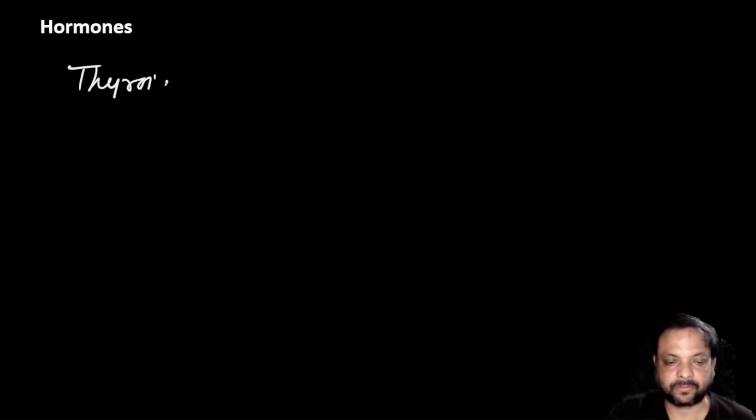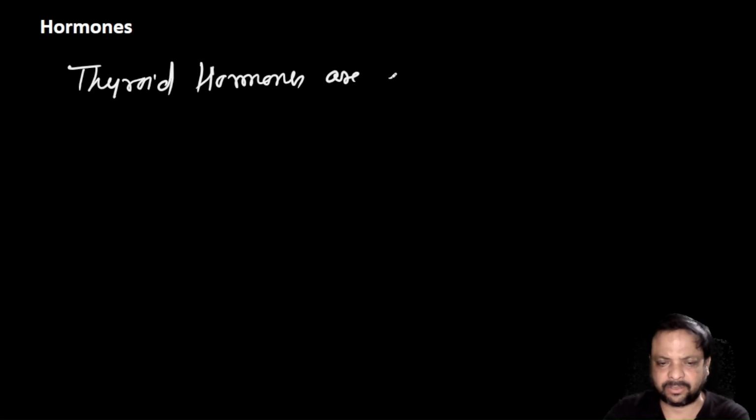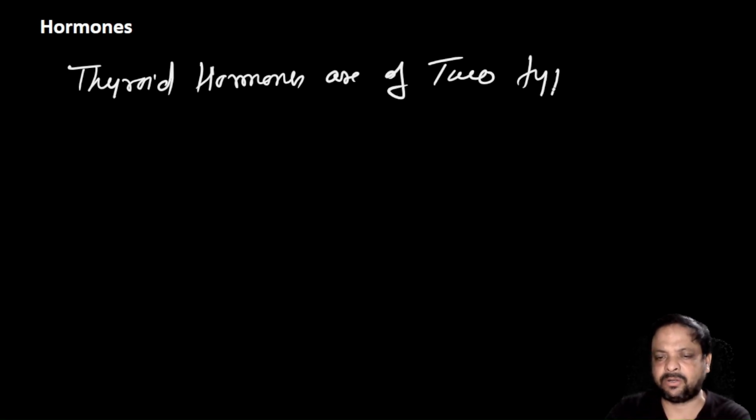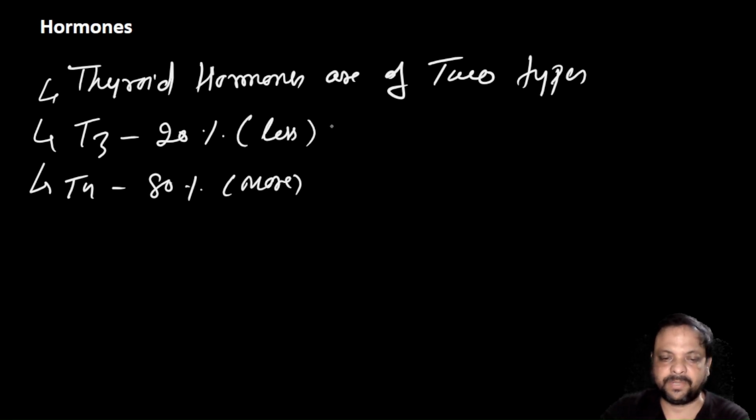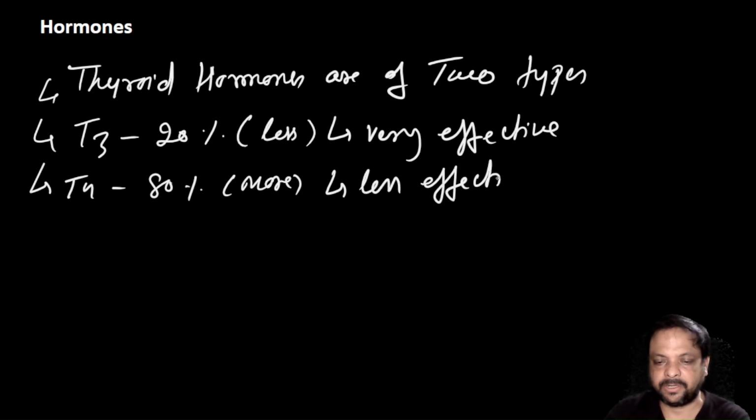Now let's discuss the types of hormones. The thyroid hormones are of two types. Got it? One is called T3, which is 20% secreted, and T4, which is 80% secreted. So T3 is less synthesized, and T4 is more synthesized. But T3 is very effective, and T4 is less effective. Got it? So T3 is more effective, and T4 is less effective.